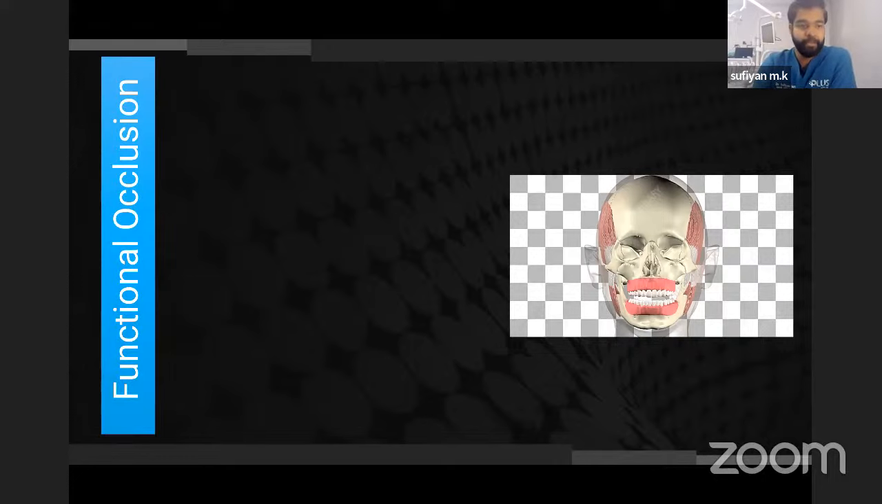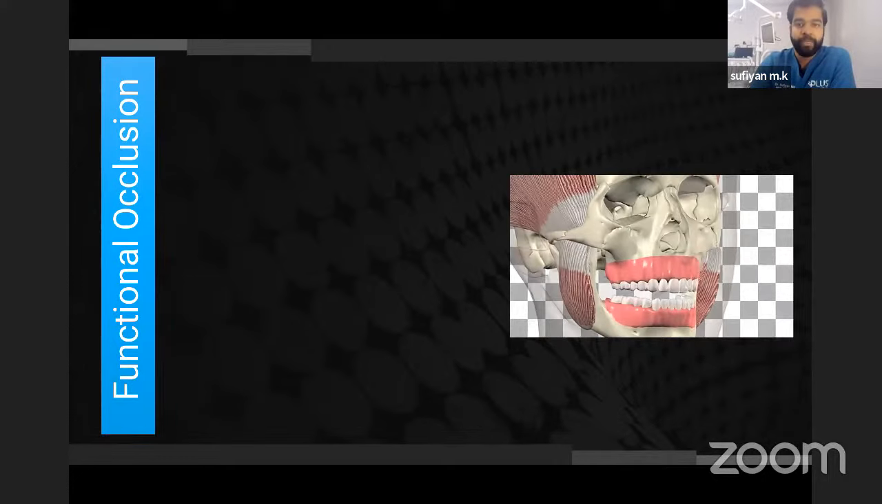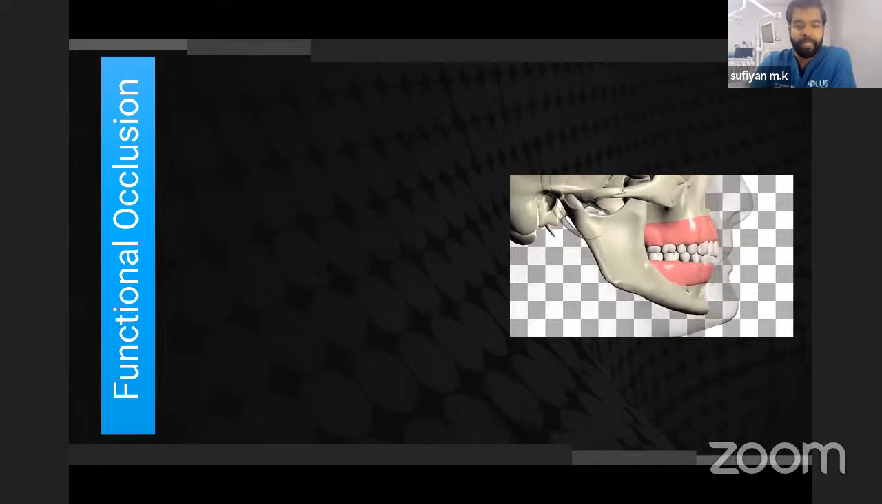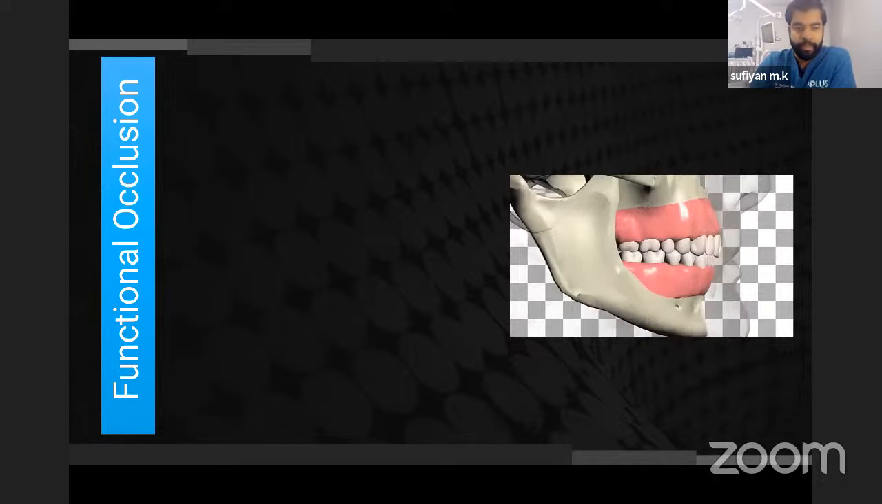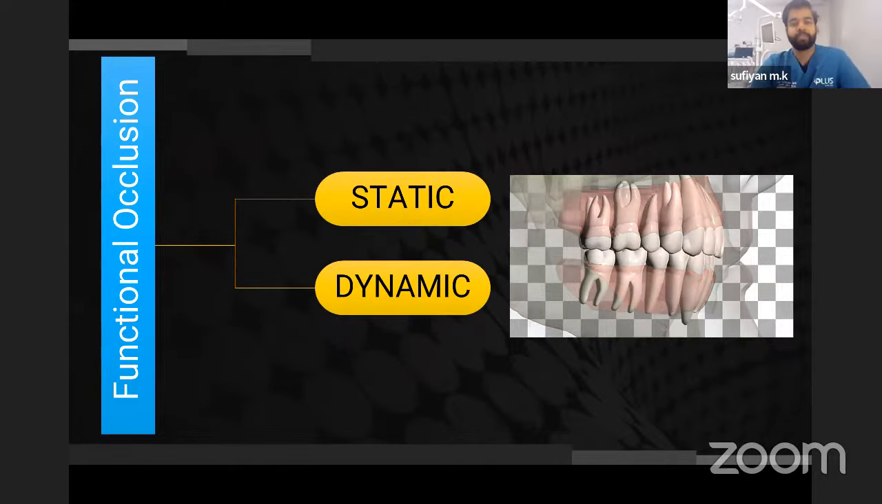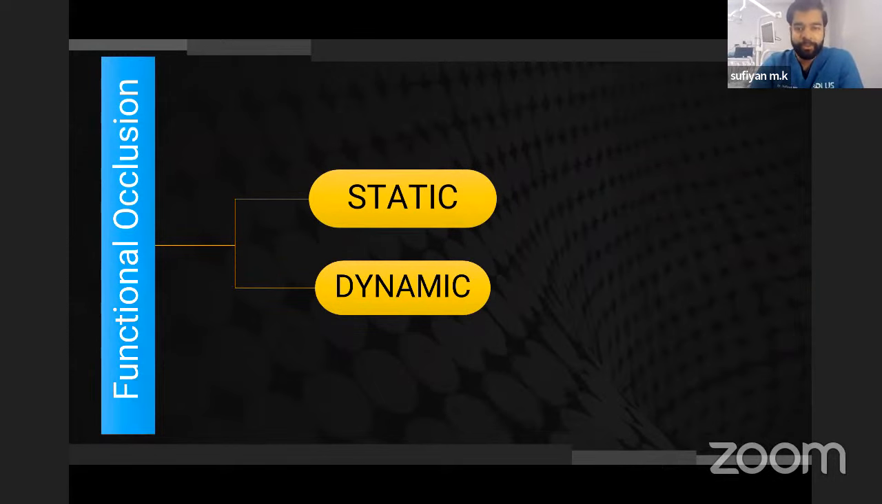So let's get into the detail of this functional occlusion. When I speak of functional occlusion, there are two separate entities in this kind of occlusion. Which are those? The first one is static, and the second one is dynamic occlusion, right?